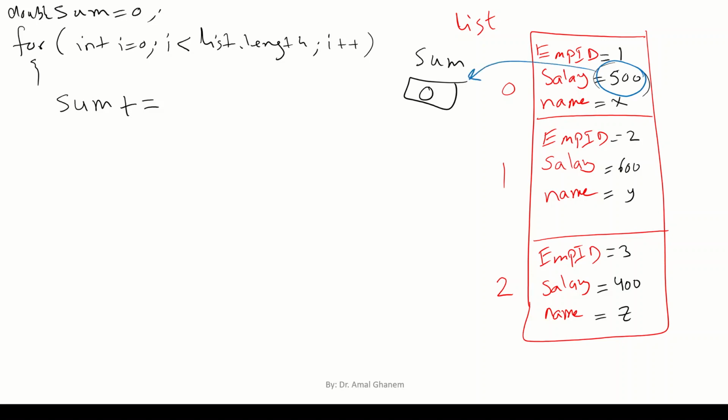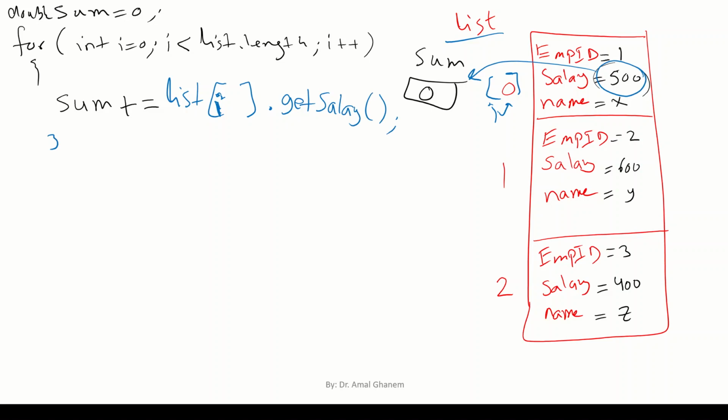This 500 is actually saved in location 0 of the array. So it means I have to go to the array at location 0, which we will refer to as an I, dot get salary, because I cannot say dot salary directly because salary is a private member. So in order to retrieve this salary, I'll just have to say here get salary, an empty bracket, and then we will close the bracket.